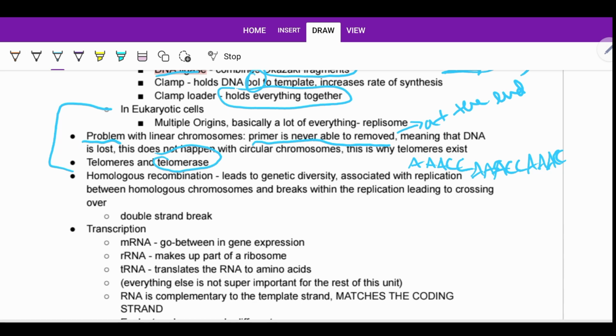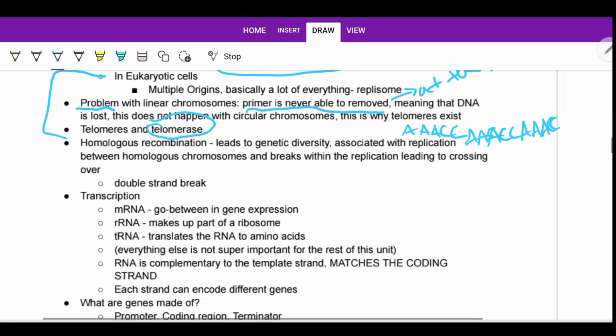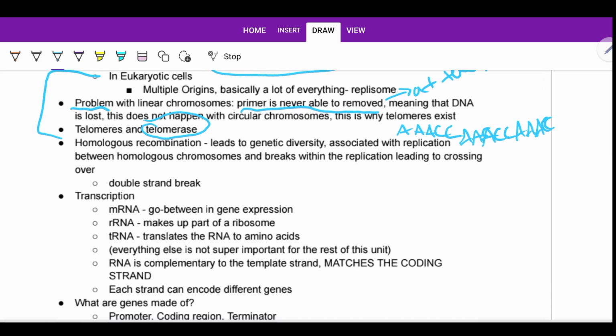One more thing before we hop into transcription, we have homologous recombination, which is basically when you're trying to, everybody has two pairs. We have 23 chromosomes, and each of those chromosomes has a pair. Say we're replicating these pairs at the same time.